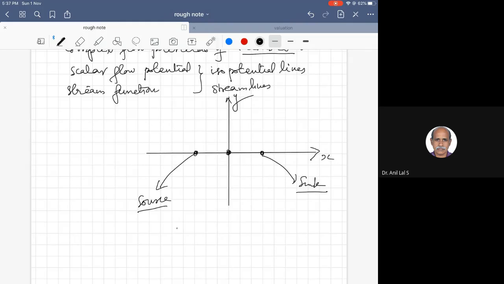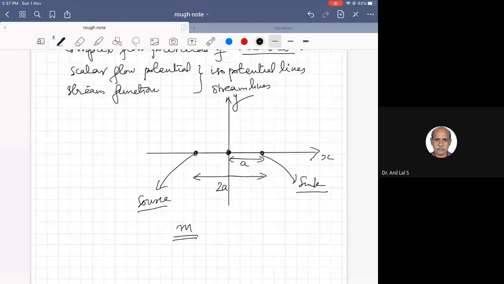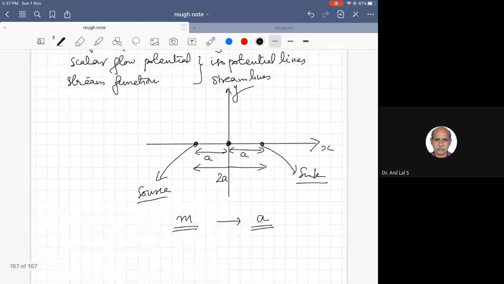Both have the same strength, m, and let the distance of separation of the centers of source and sink be 2a, so that this distance is a and this distance is also a. So the half distance between the centers of source and sink is a. So we call this a doublet.